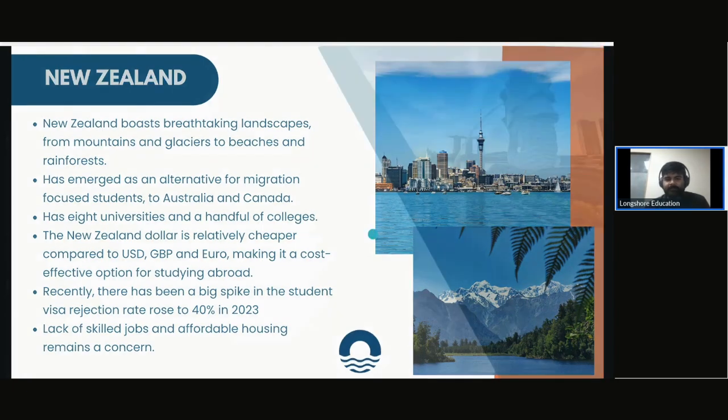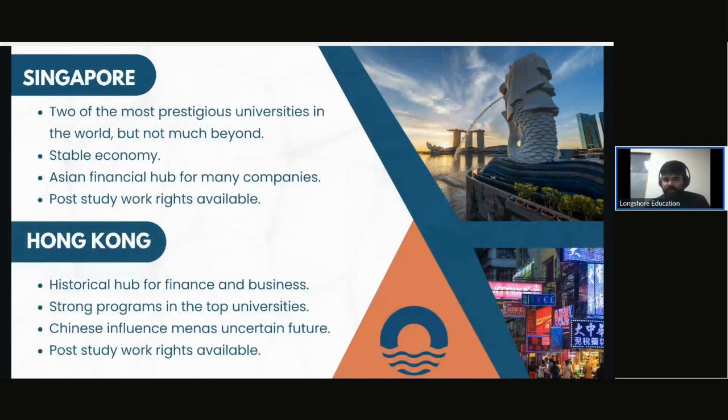Singapore and Hong Kong are the two Asian options. Singapore has got two of the top universities in the world, the Nanyang Technological University and the National University of Singapore, but not much beyond it, to be honest. You've got a stable economy with jobs. It's the Asian financial hub for many companies, and post-study work rights are available with a path to citizenship, which is a slightly more complicated and longer process.